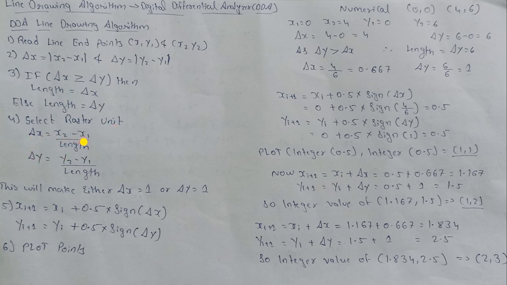Delta x equals x2 minus x1 divided by length, and delta y equals y2 minus y1 divided by length. Whichever division we make, we will get 1 for one of them. So this statement will make either delta x equal to 1 or delta y equal to 1. After this calculation we will get either delta x equal to 1 or delta y equal to 1, either one.